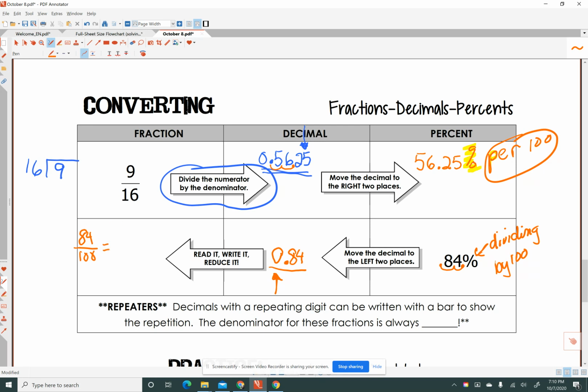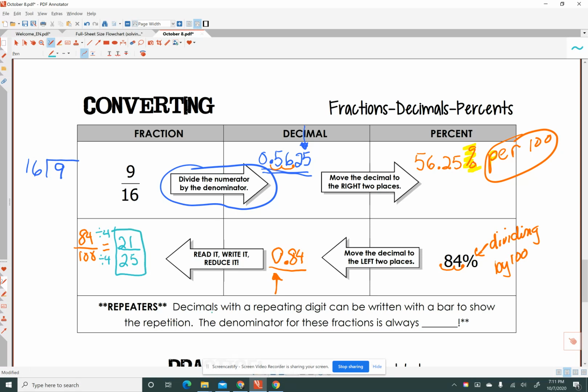Well, we know that 84 and 100 are both divisible by 4. So if we divide the numerator and the denominator both by 4, we end up with a numerator of 21 and a denominator of 25. And that would be the final reduced fraction.